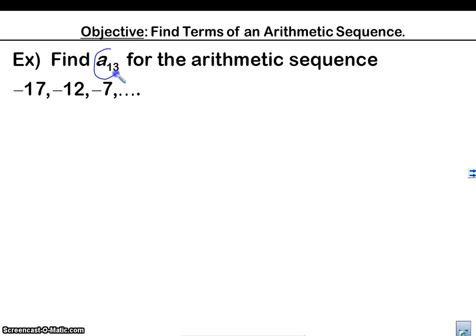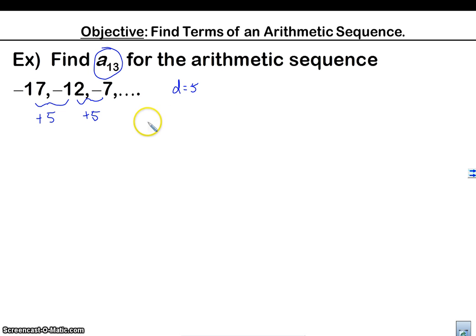Now let's find the 13th term. I'm not going to add these together the whole time. So what's the common difference here? It looks like plus 5. So our difference is 5. And I'm not going to keep adding 5 until we get to the 13th term.